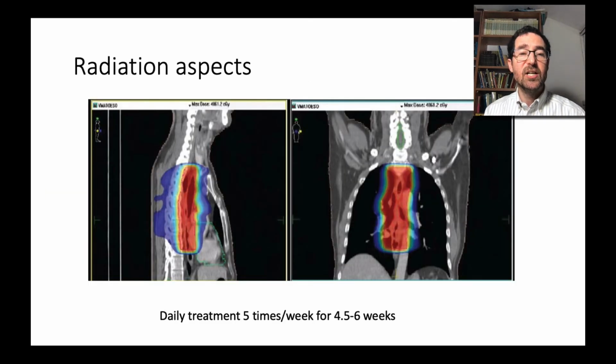Here we can see a radiation plan. Here you can see the color. The red there is the dose that we're planning to give. And as I mentioned earlier, because the esophagus has a very rich lymphatic plexus, tumors have a tendency to spread up or down the esophagus. And therefore, even though the tumor may just be in one part of the esophagus, we often go quite a bit above and below in order to cover that lymphatic spread.